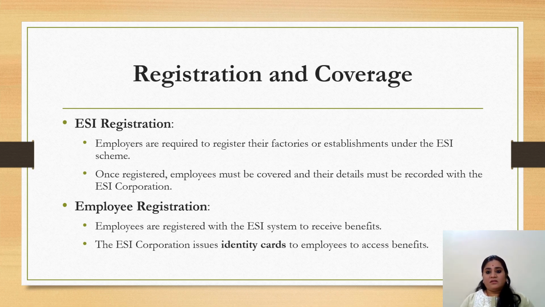Registration and coverage. Employer registration: factories or establishments must register under ESI, and employers must document employee details with the ESI Corporation. And employee registration: workers are issued an identity card for accessing benefits. So this shows clarity on administrative responsibility.